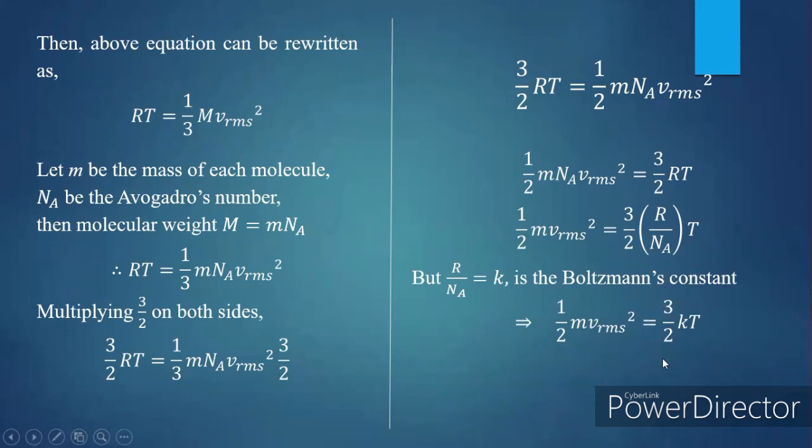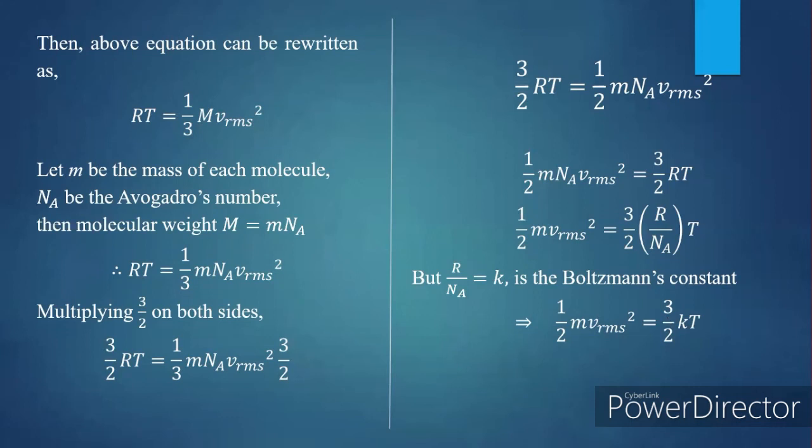Take the volume V to the other side. You will get PV equal to 1 by 3 m into VRMS square. For 1 mole of an ideal gas, the perfect gas equation gives PV is equal to RT. Compare these two expressions, so that we will have RT equal to 1 by 3 into m into VRMS square, where m is the molecular weight.